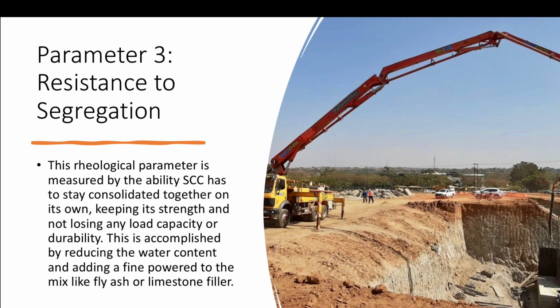And finally, the last parameter, parameter number 3, the resistance to segregation. This rheological parameter is measured by the ability that self-consolidating concrete has to stay consolidated together on its own, keeping its strength and not losing any load capacity or durability. This is accomplished by reducing the water content in the mix and adding a fine powder to the mix, like fly ash or limestone filler.